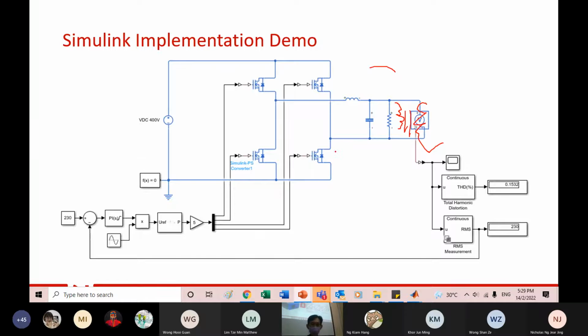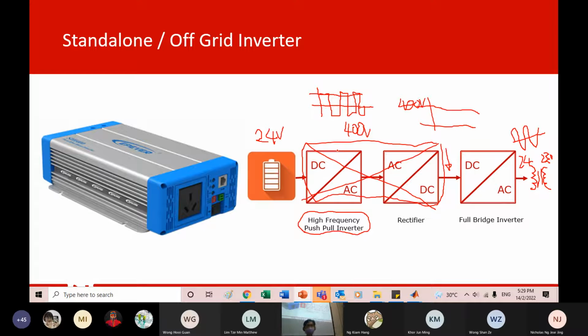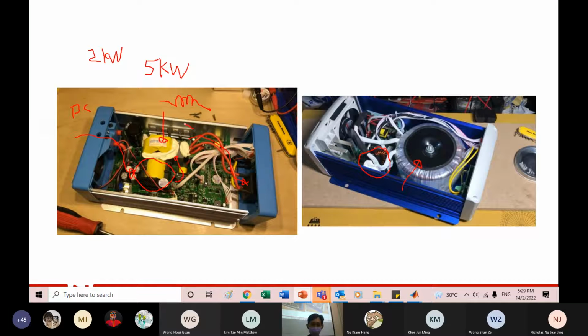So these are the 2 types of design you commonly see in the commercial inverter. And you will notice these are the 4 transistors. You can see the whole piece of metal here is the heat sink. These are the full bridge, 1, 2, 3, 4. The 4 transistors are here, for the switching.